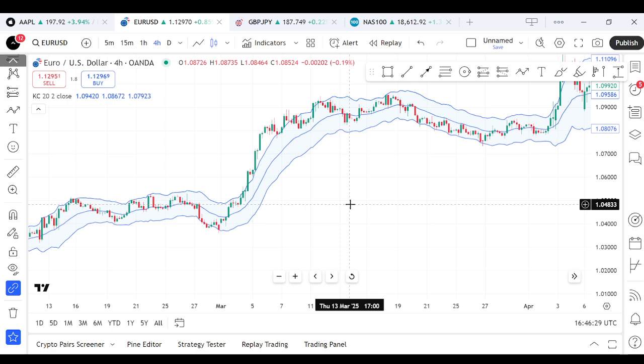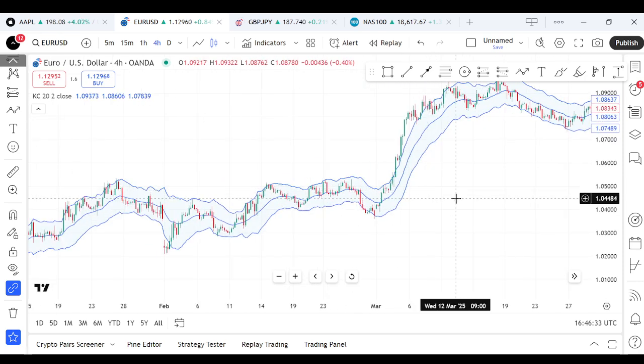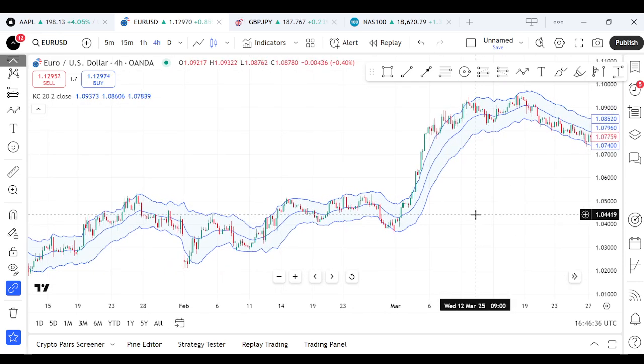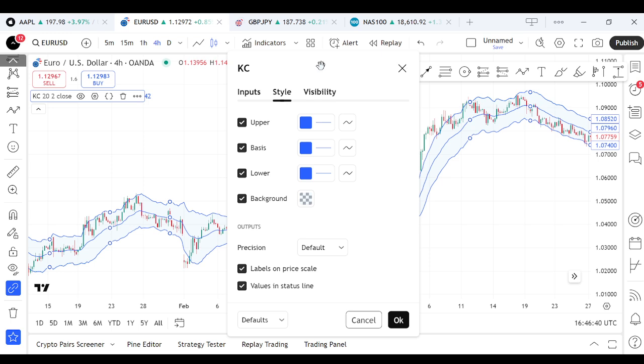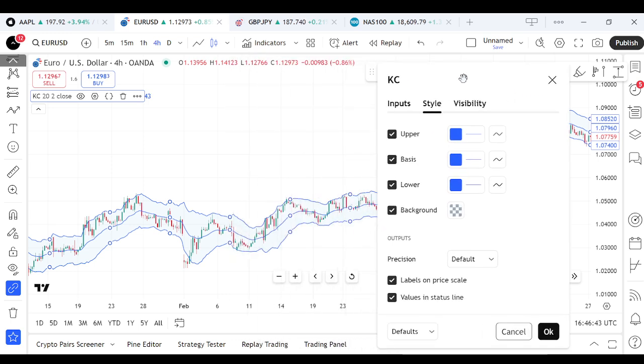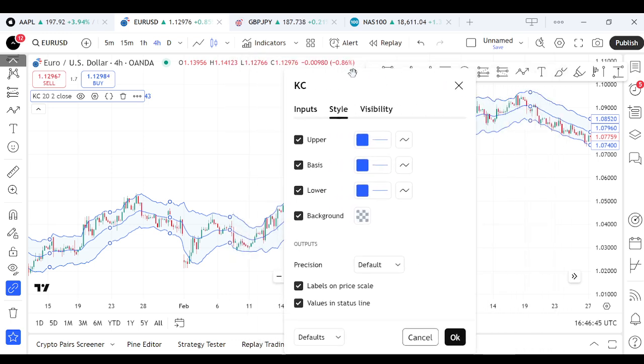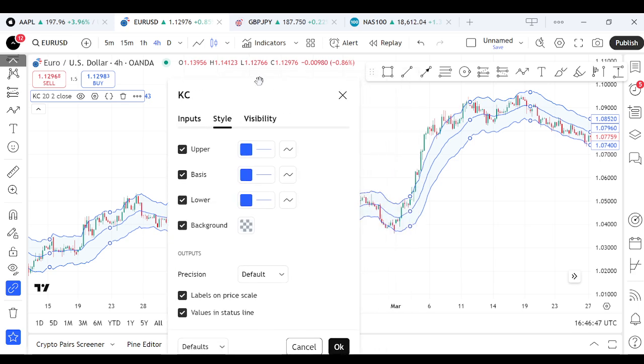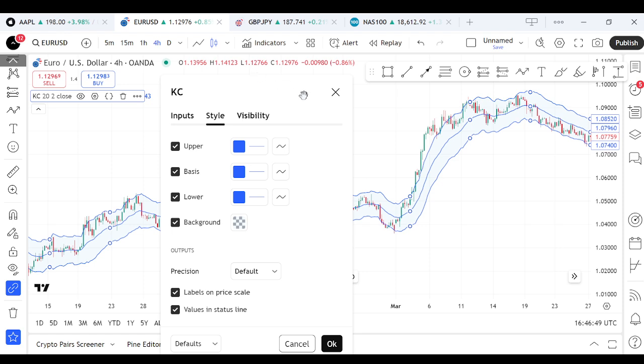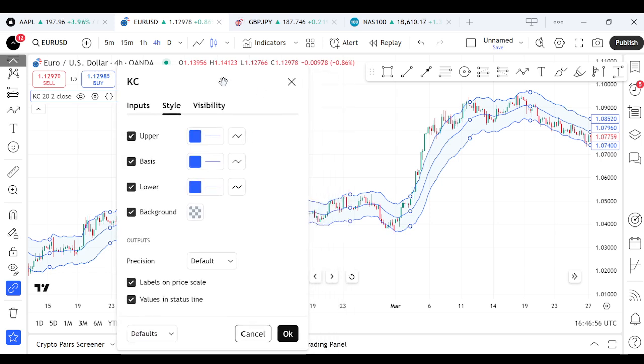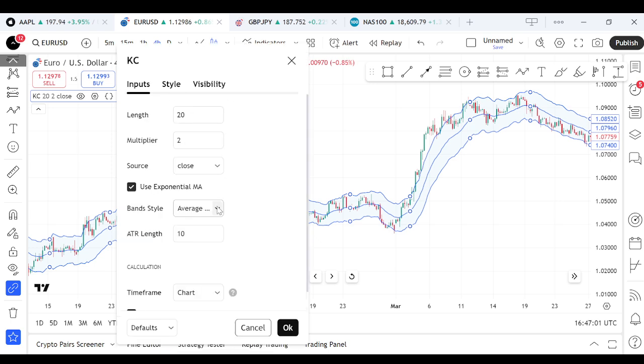So first of all, I'll explain the Keltner channel without wasting much of your time. Let's get started. The Keltner channel is a technical indicator. You can see it on your charts. And this indicator is designed to measure market volatility and identify potential trends. It consists of three key components: a middle line, which is typically a 20 period exponential moving average. Then we have two outer bands calculated using the average true range.